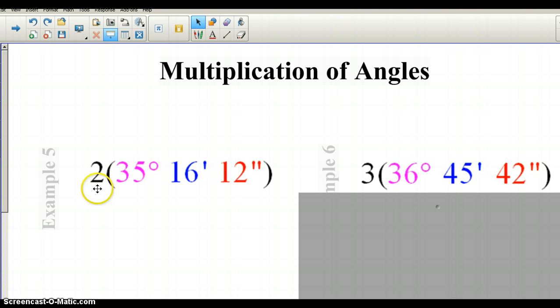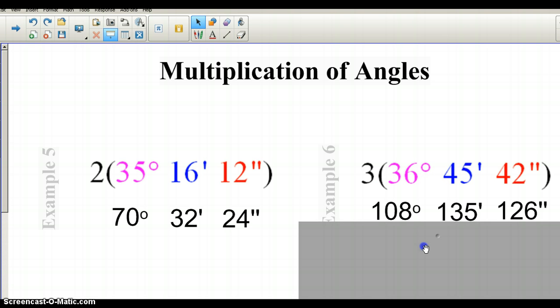Multiplication. Extremely simple. Multiply the numbers. If we multiply them, as long as this is not over 60, or this is not over 60, it doesn't matter. So 2 times 16 only gave us 32. 2 times 12 only gave us 24. So we don't have to do anything. I just do 2 times 35, 70, 2 times 16, 2 times 12. When I do this one, it's 3 times 42, 3 times 45, 3 times 36. And when I do that, I get this. And that's how you should do it. You should just multiply everything first.